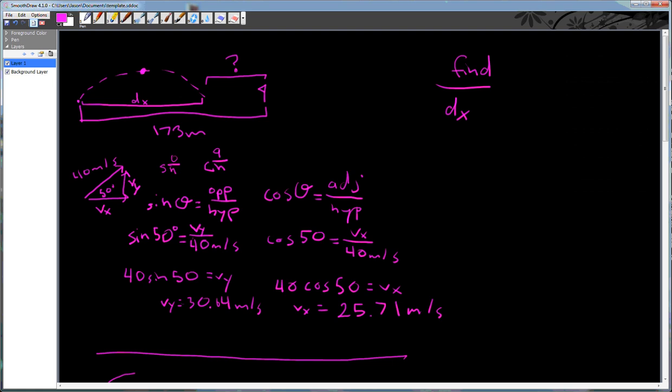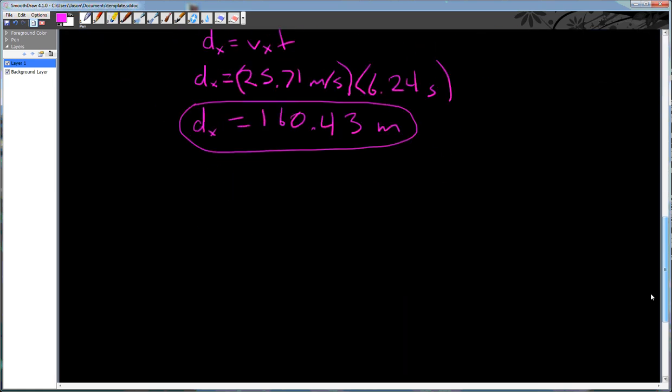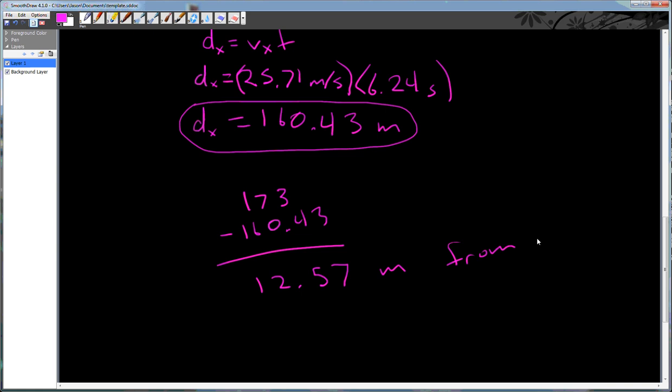It's 173 meters away, so it's going to be 173 minus 160.43, which gives us 12.57. Is that right? I believe so. Yes. Meters from the hole. Hooray!